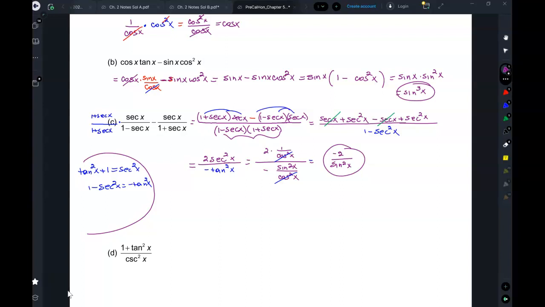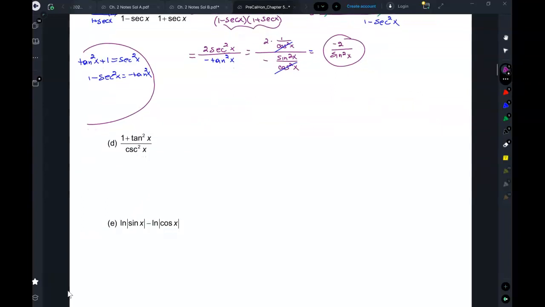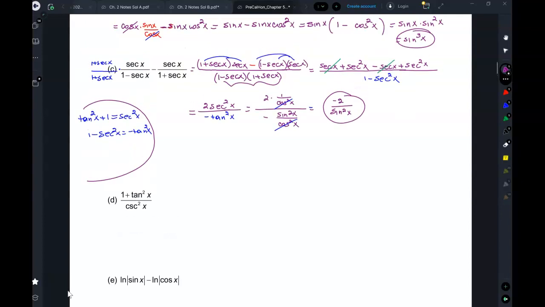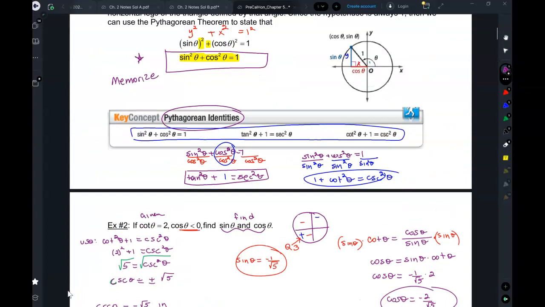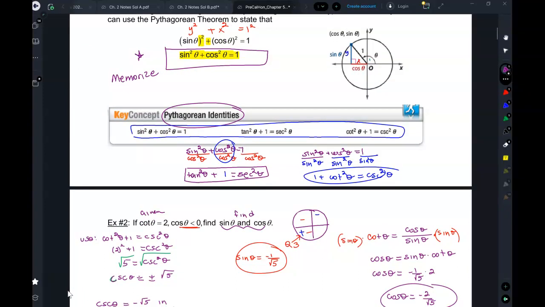Okay. 1 minus secant squared. Oh, that's tangent. That's negative tangent. How is it the square x plus this square x? It's an identity. So we just use that identity.